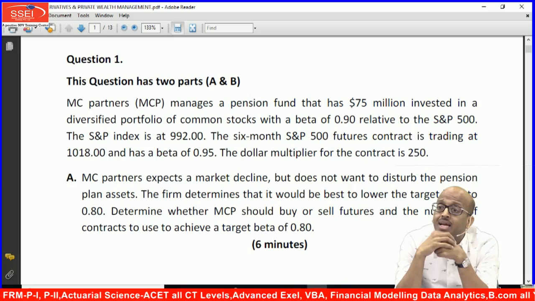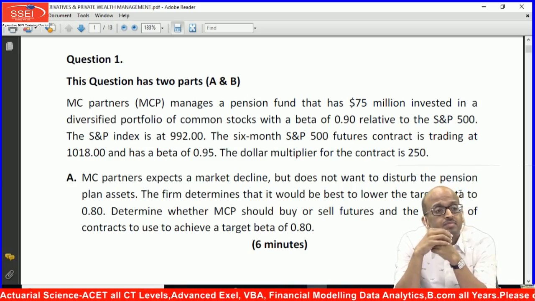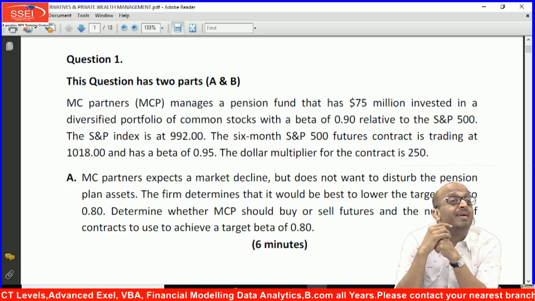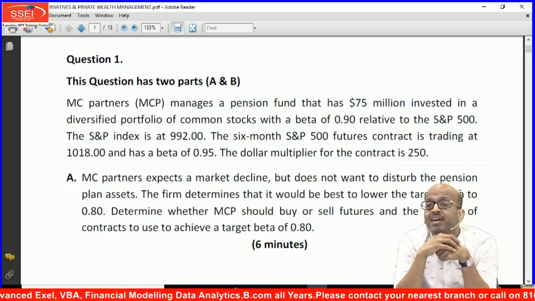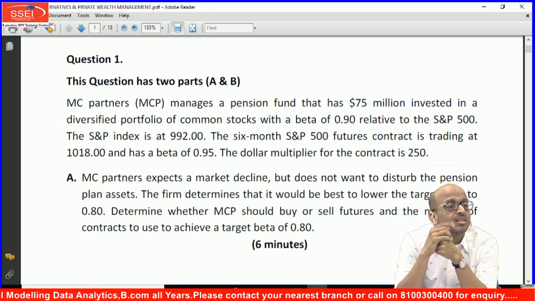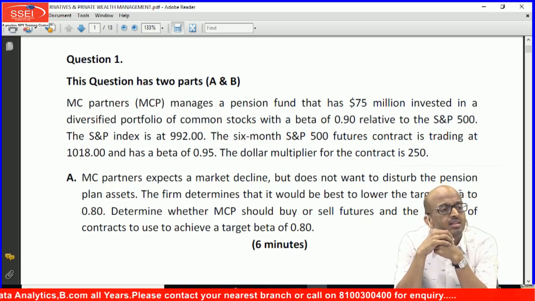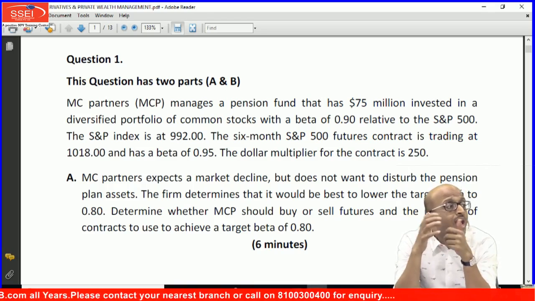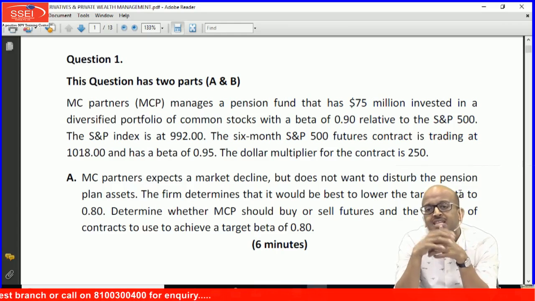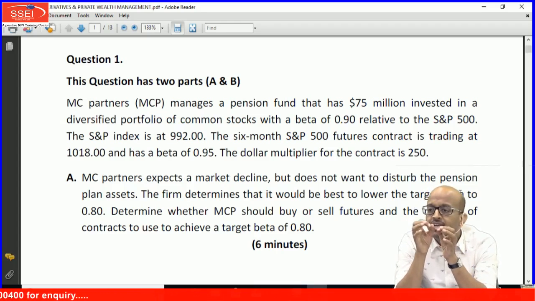So now the formula becomes VP into beta T minus beta P. VP into target beta minus existing beta, whole divided by F into M into beta F. Target beta was what? 0.1. Existing beta was what? 0.9. And it's negative. So people are more happy. Oh, minus, we have to sell. And to sell also we don't have to think. So this way, if you prevent yourself from thinking, it has to be sold. Correct?